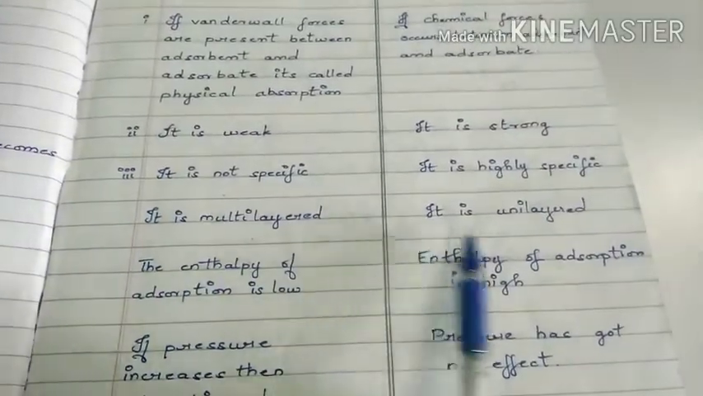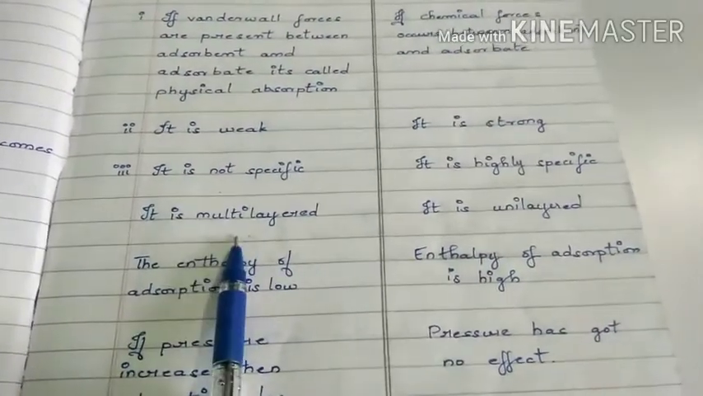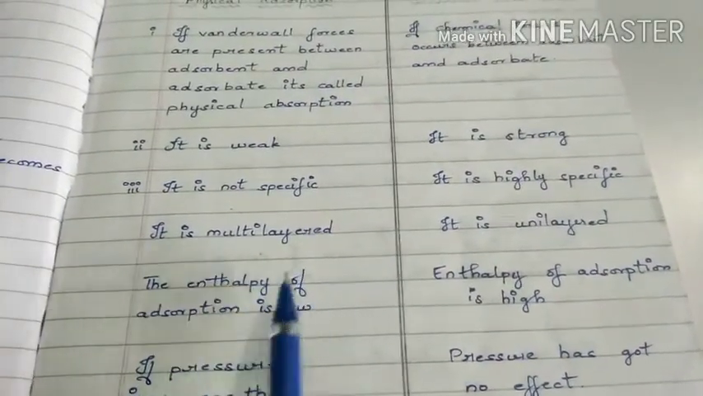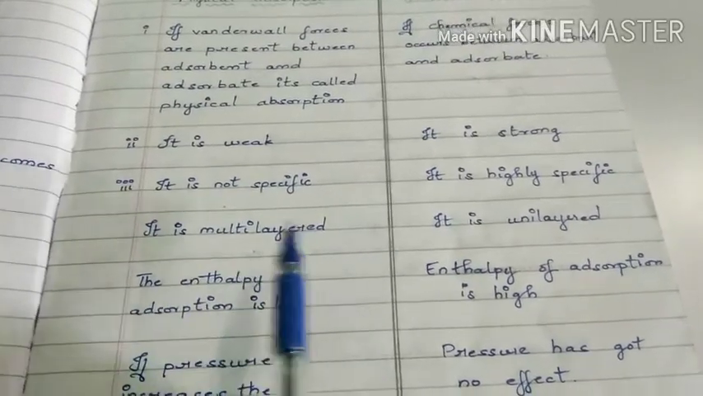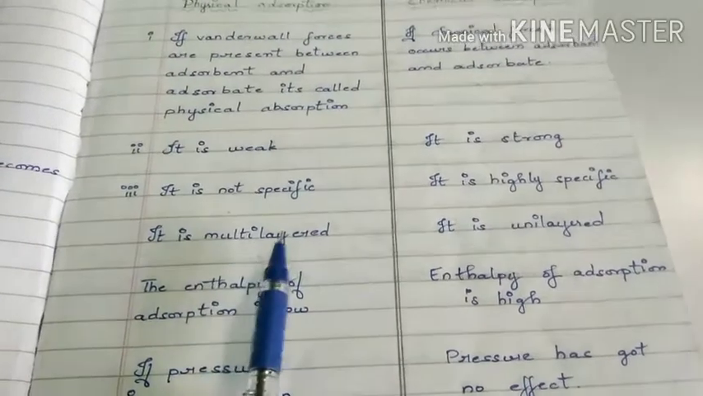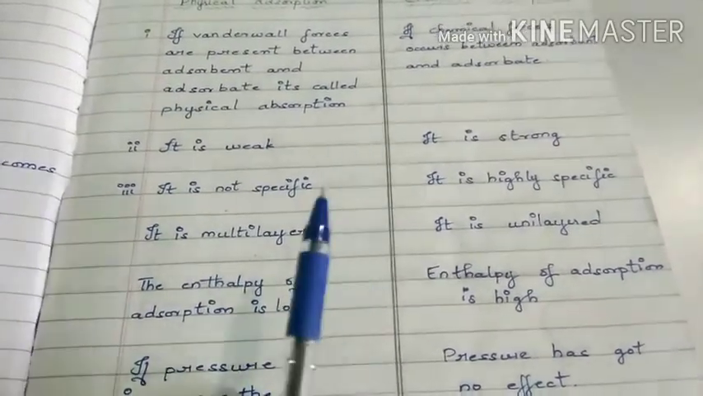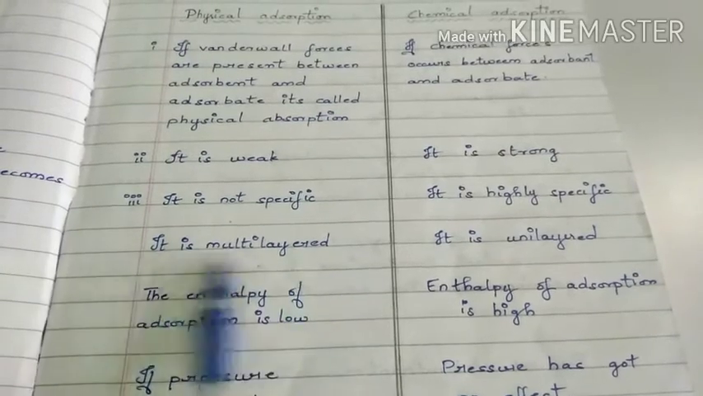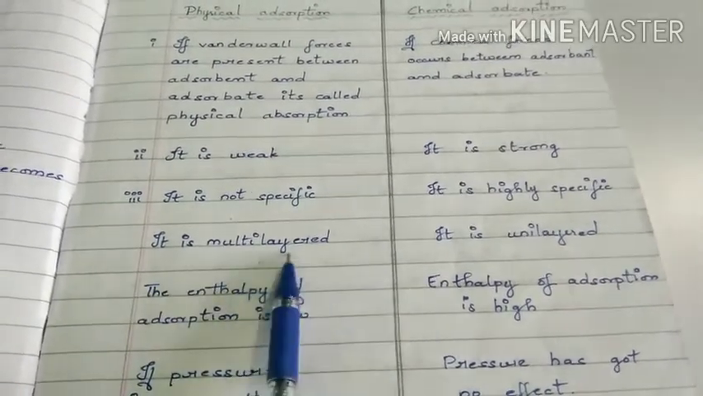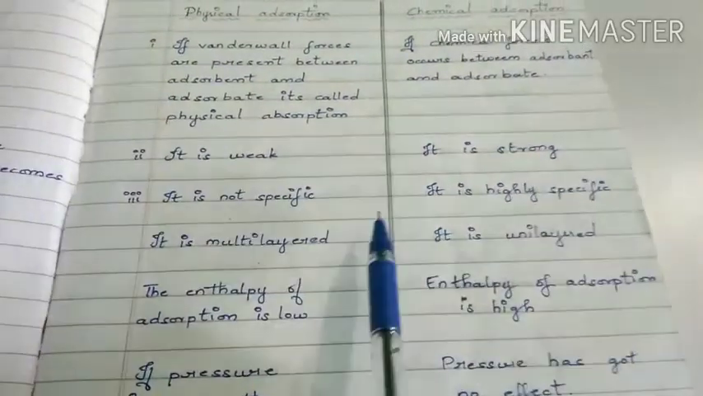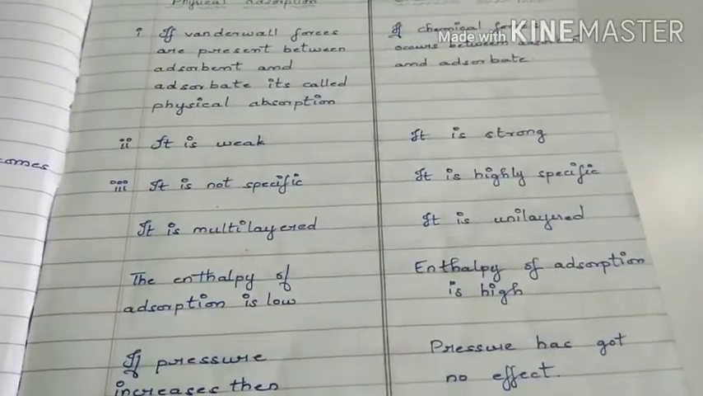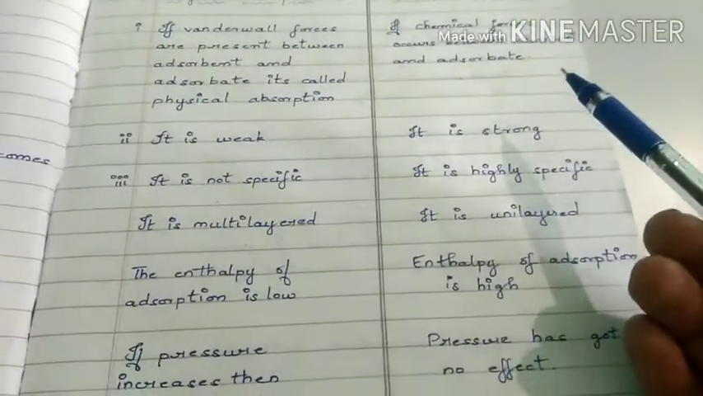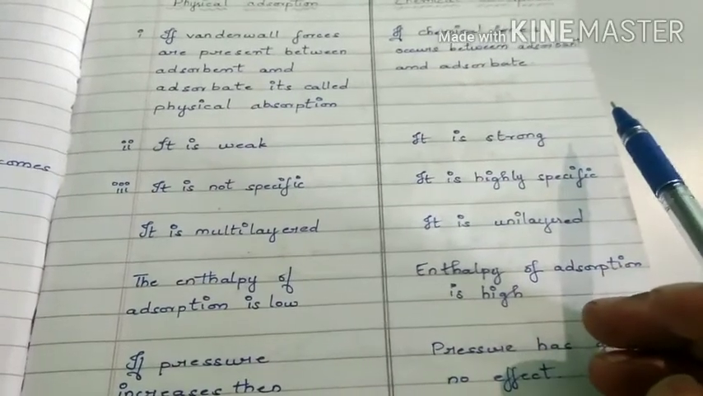Next, physical adsorption is multi-layered, but chemical adsorption is unilayered. This is a very important point. Multi-layered means, for example, before applying powder on our face, we can apply some cream. After that, we can apply powder. So in that example, two adsorbates are present on one surface, one is cream and the other is powder. That means two layers are present. That is called multi-layered. That means if more than one layer is present on a substance, or more than one adsorption takes place, that is called multi-layered.